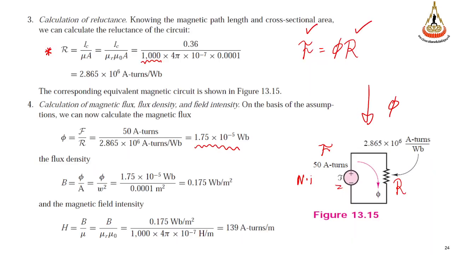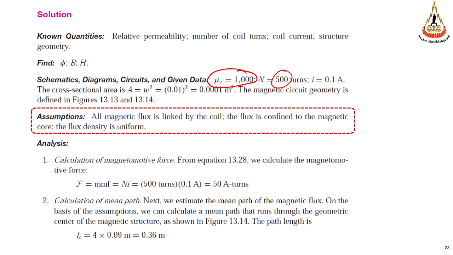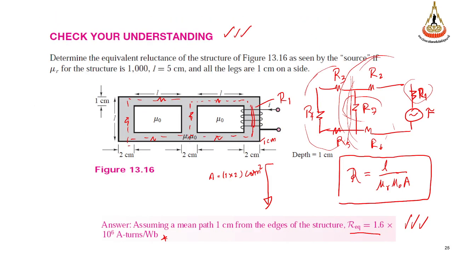So don't forget the unit of area and length into meter. This is square meter and this is in meter. Okay, don't forget to change the unit, because it is according to the permeability constant.